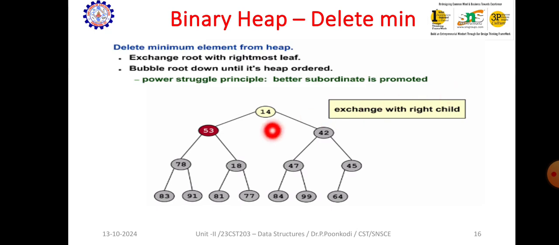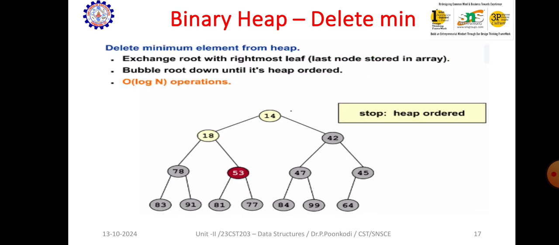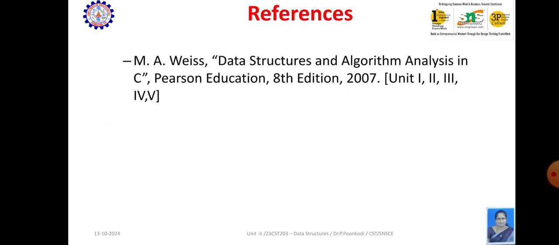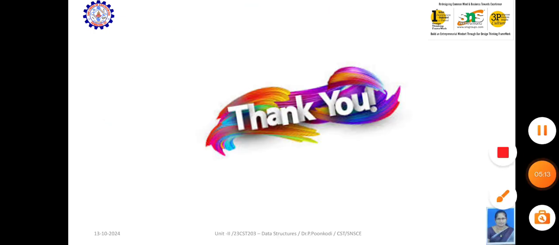Then next, again we have to compare over here. 18 should come to the root node. Next I have to compare here also. Which one is minimum? 53 is minimum, so it is ordered, so keep it as it is. So in this way we have to do insertion and deletion operations in the binary heap.